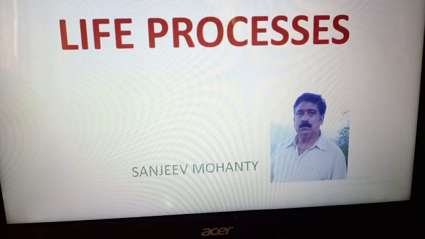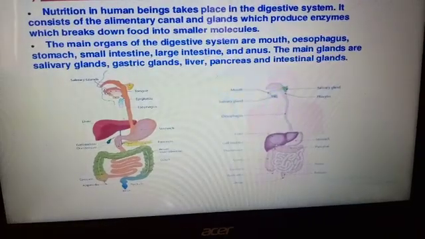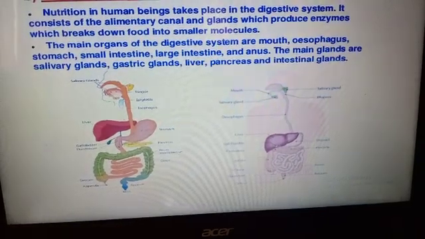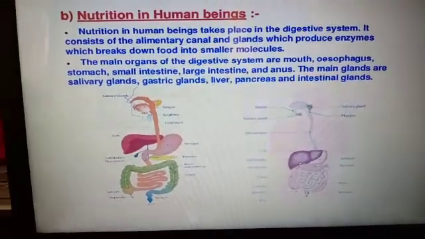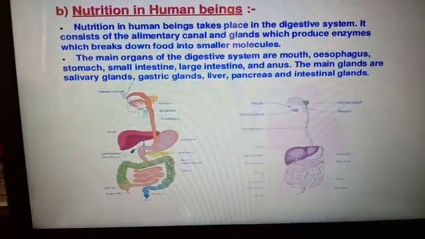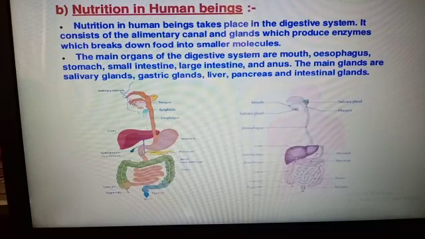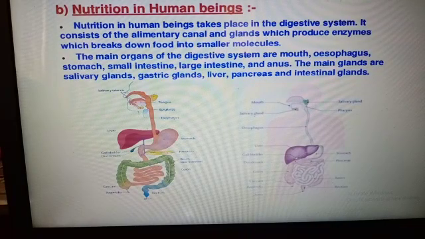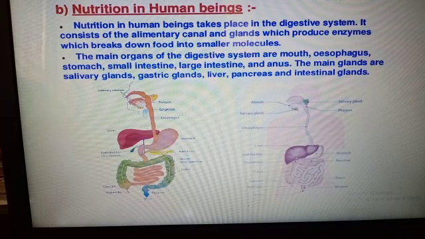Hello students, let us once again begin with life process 2. In life process 2, we need to see that we'll be talking about nutrition in human beings. Nutrition in human beings is actually what we call the digestive system.